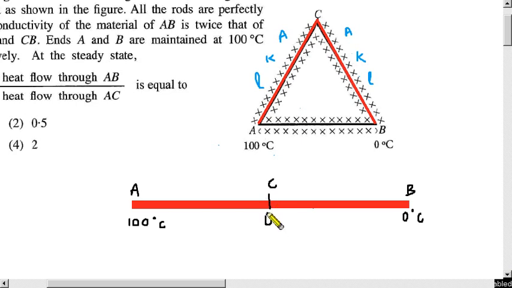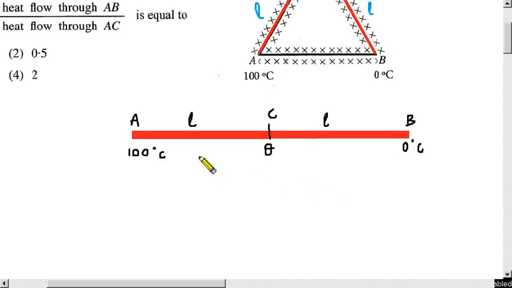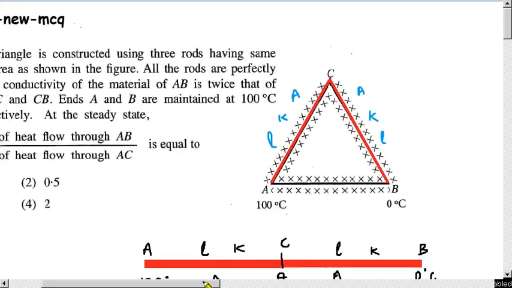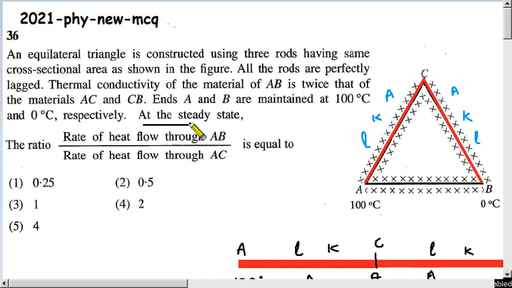So let us take it as theta. The length is L, and this one also has a length L. The cross-sectional area is also equal, and the K value is also equal. So everything is equal. So now we can focus our mind on the steady state.